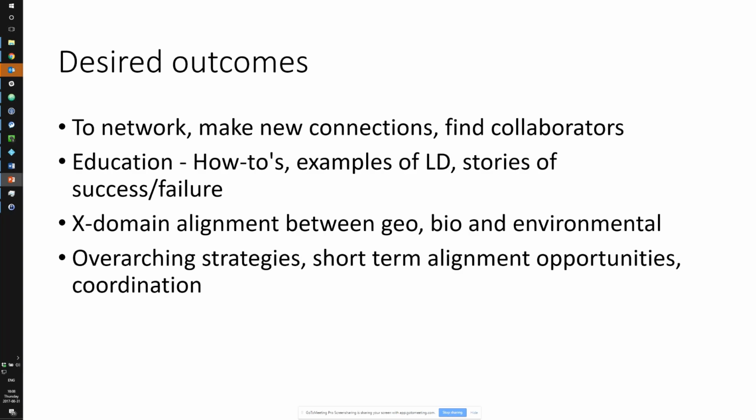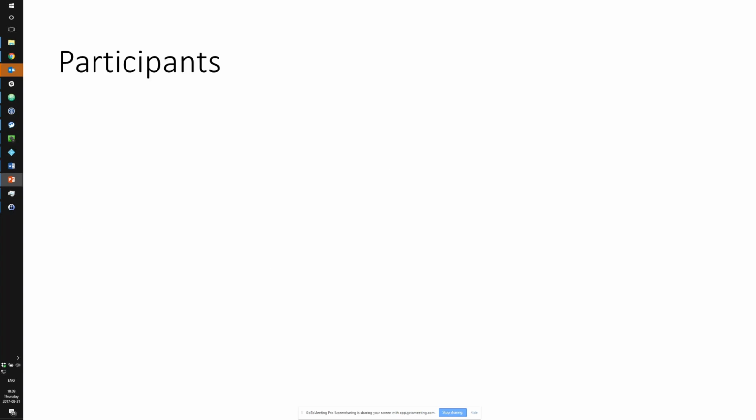So, putting it a little bit more briefly, the desired outcomes were to network, to make new connections, find collaborators, a bit around education with some descriptions of best practices, stories of success and failure, and I'll get onto this in a moment. Particularly this cross-domain alignment between geo, bio, and environmental, and looking at some short-term alignment opportunities and coordination.